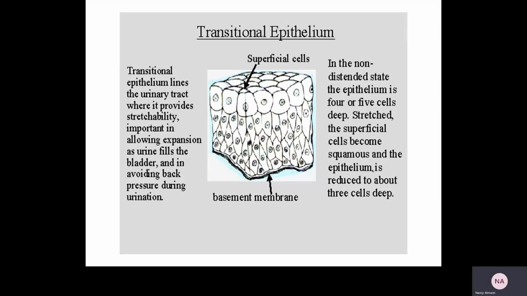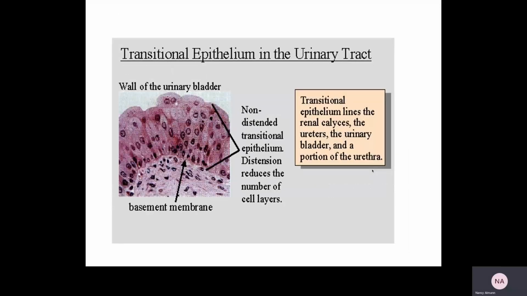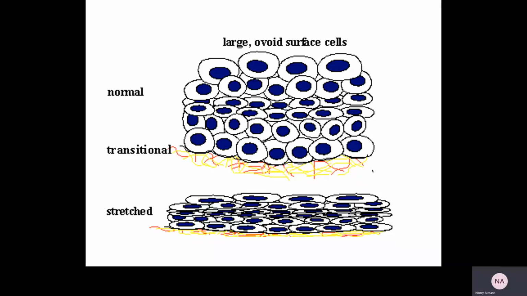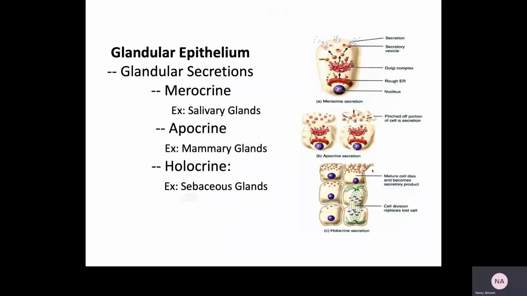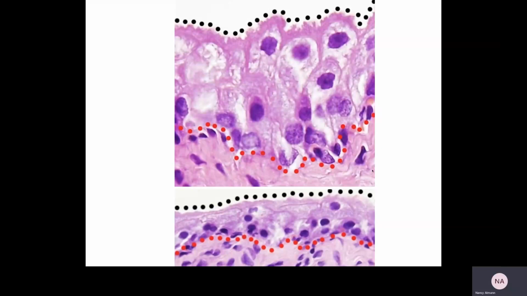I would not put any images of these on a lab practical because it is just too hard to tell what they are. So here they are in the wall of the urinary bladder. It shows you what they look like when the bladder is relaxed, and that shows you what they look like when the bladder is full. And this shows you the same thing. The upper picture is the relaxed and empty bladder, and the lower one is the full and therefore stretched bladder.